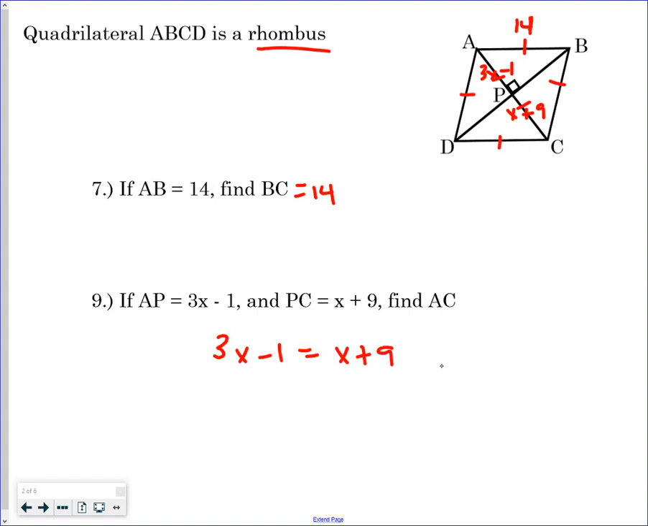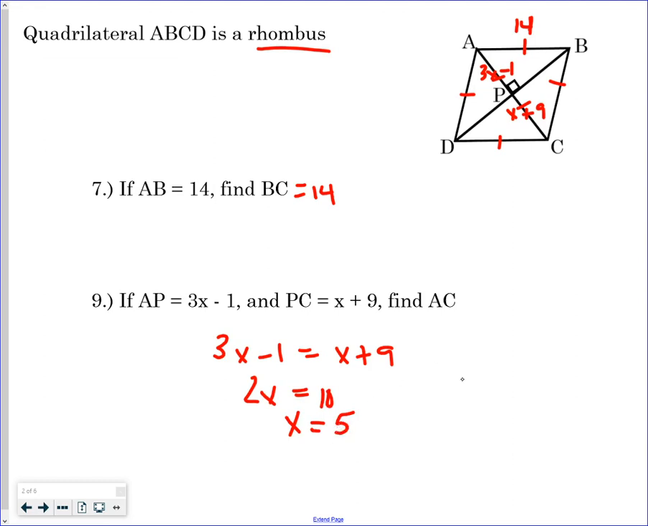Even though we didn't say that today on our rhombus rules, we know that a rhombus is a parallelogram, and we know that from like 2 sections ago. Okay? So solve for x. You're going to subtract the x and get 2x. You're going to add the 1 and get 10. So x is 5. Is that what they wanted?